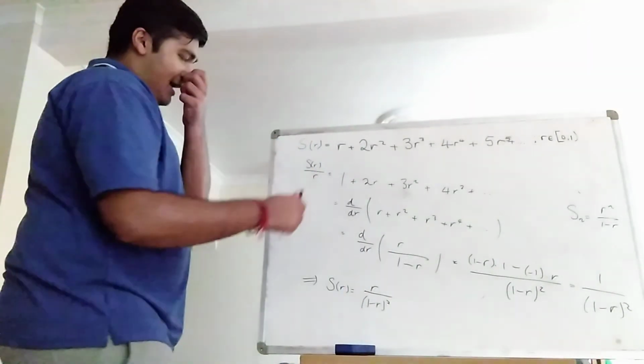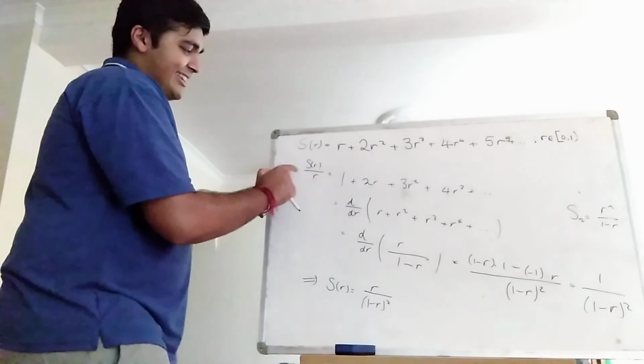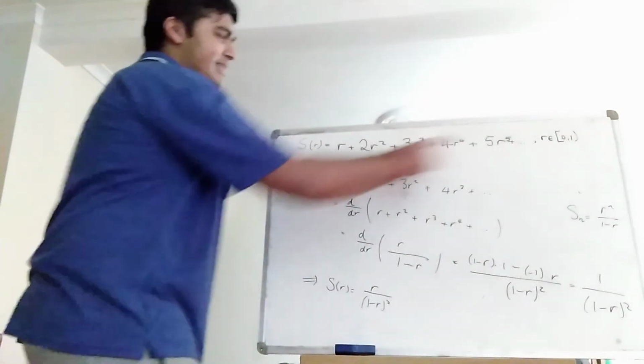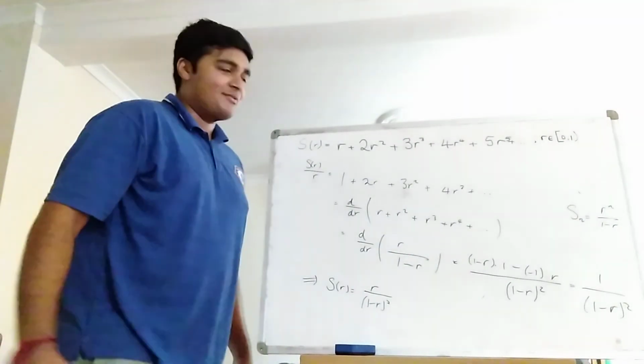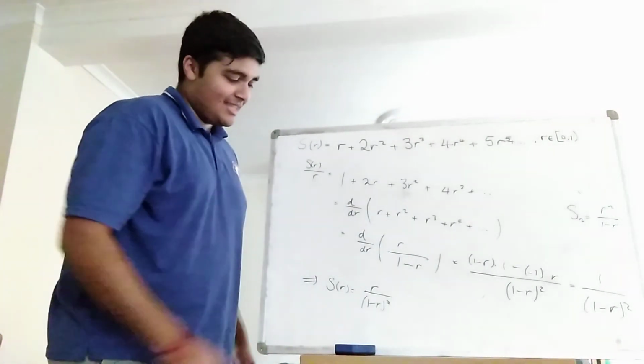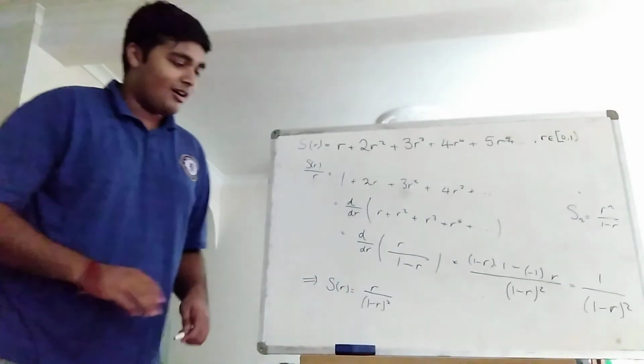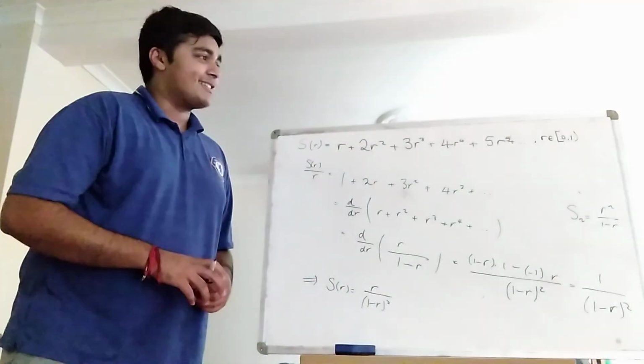Now obviously, perhaps I should have stated this at the start. In the case r equals 0, you can't divide both sides by 0. But if r equals 0, this is just a sum of a bunch of zeros, so it's quite obvious what the sum is. And yeah, we've shown it a second way that we get S of r is equal to r over 1 minus r squared.